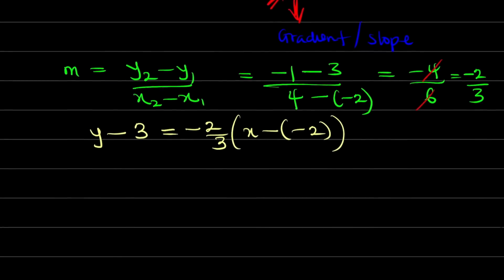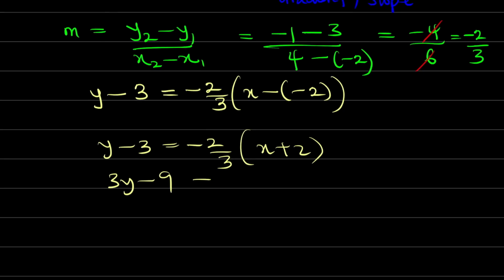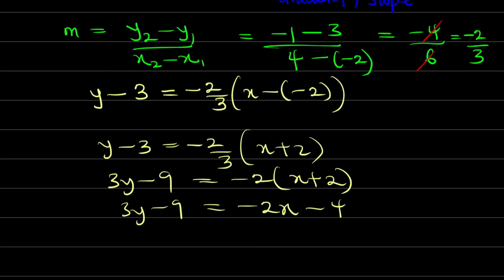So this is what I need to open up to get my complete equation. So this is y minus 3 is equal to negative 2 over 3 into x plus 2. I can multiply through by 3, so that I have 3y minus 9 is equal to negative 2 into x plus 2. I have 3y minus 9 is equal to negative 2x minus 4.